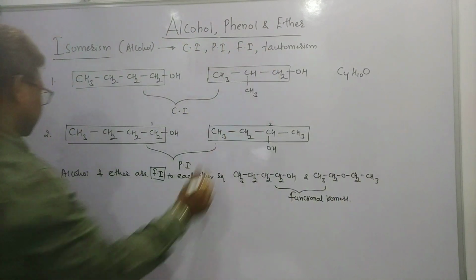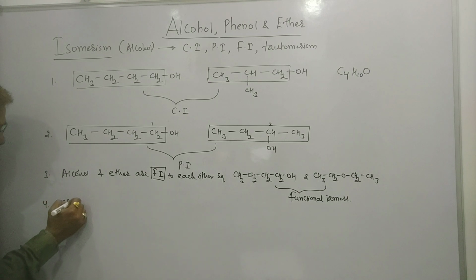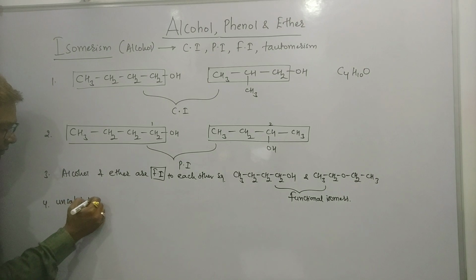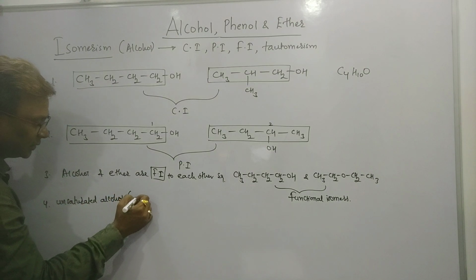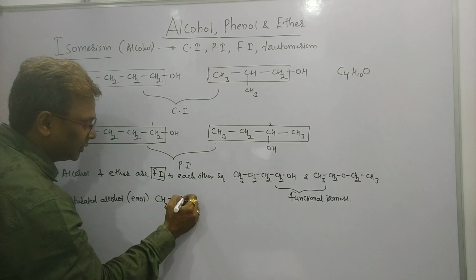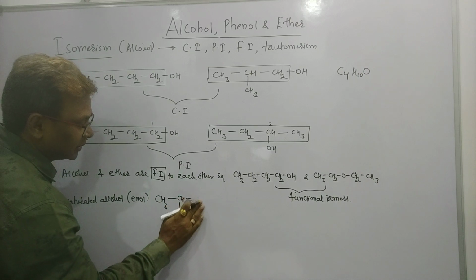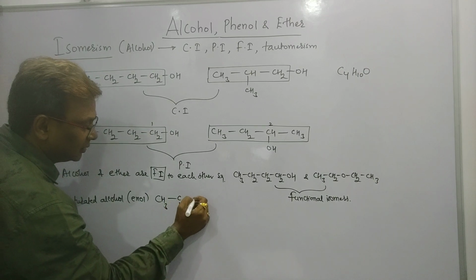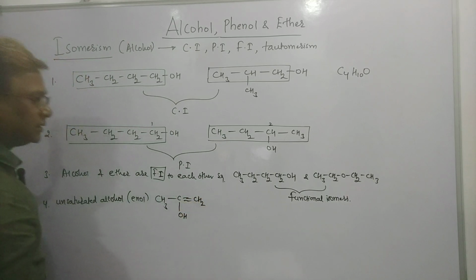Now tautomerism, example number 4. Do you know some unsaturated alcohol is there? But do you know what an unsaturated alcohol is? The best example we can say is enol. What is the enol? You can see CH3, CH, double bond, sorry, CH or C, double bond CH2 and OH. This is called an enol.